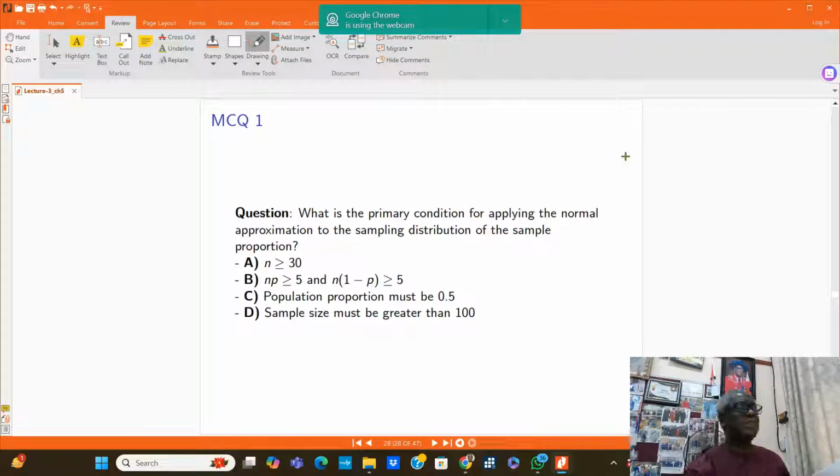Okay. The first question is, what is the primary condition for applying the normal approximation to the sampling distribution of the sample proportion? Maybe this is one thing I said in my concluding remarks when I was about to round up that lecture.